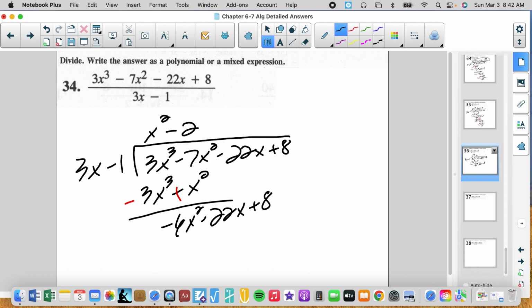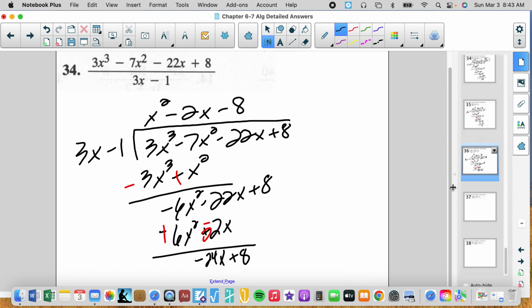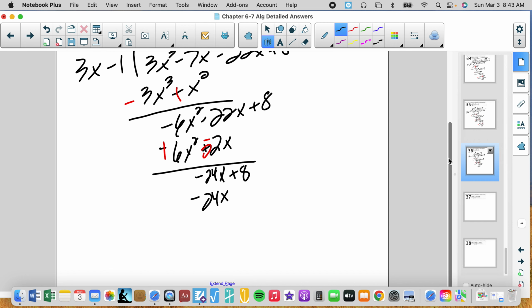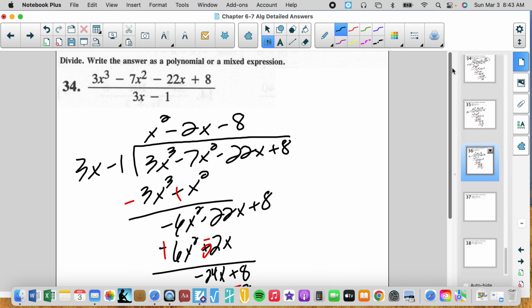We're going to multiply by a negative 2x, which gives us negative 6x squared plus 2x. Excuse me. Adding, subtracting, negative 24x plus 8. And that's going to be a plus 8. Nope, minus 8. Which is negative 24x. That's going to be plus 8. Change them. Gives us 0. That's our answer.